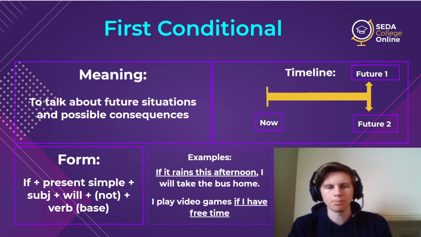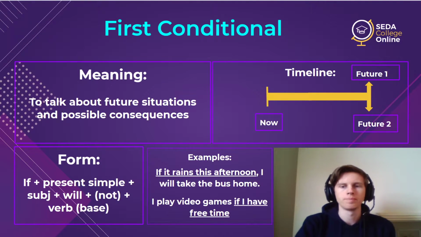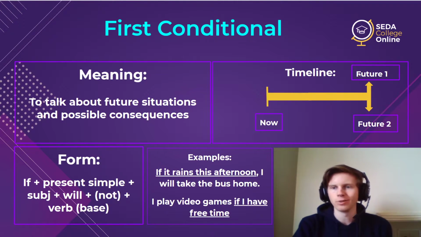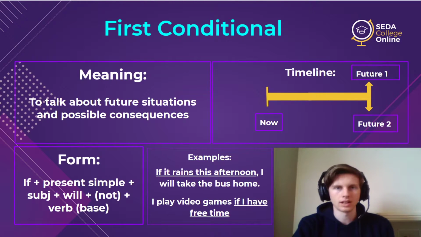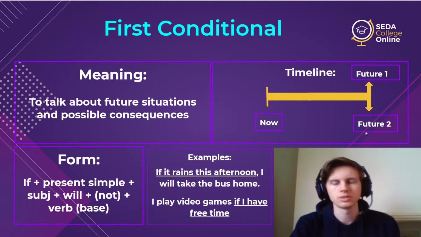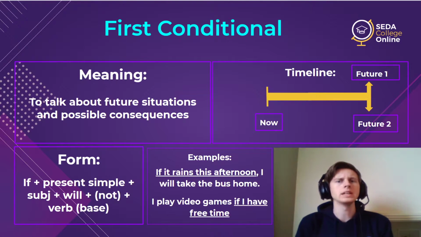So, for example, if it rains this afternoon, I will take the bus home. So you're standing now, and you have two options ahead. Rain, no rain. So if it rains, I'll take the bus. That's what will happen. If it doesn't rain, well, I won't. So that's what we're thinking about here with these conditionals, these real situations and real outcomes.